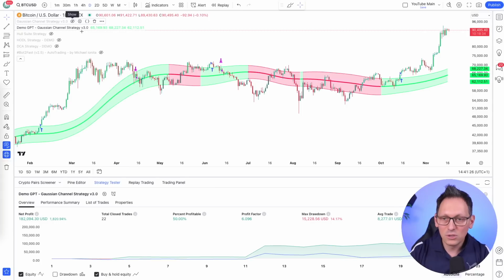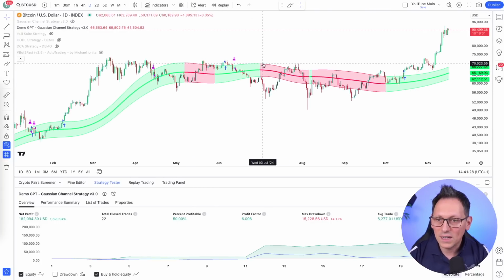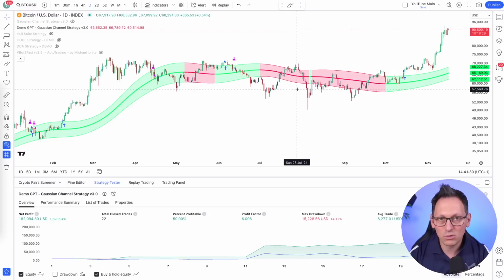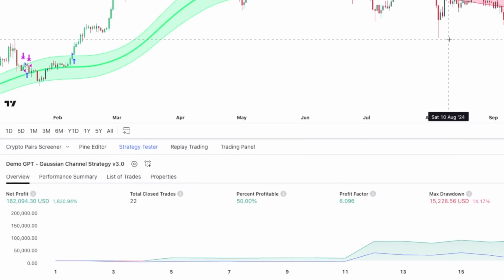Now, we're going to look at the improved Gaussian channel strategy, which is the one that I created in my last video by adding the stochastic RSI to avoid a lot of these losing trades. If you want to know all about that, then simply watch my last video. I will link it up top. And so these numbers here look a little bit different.